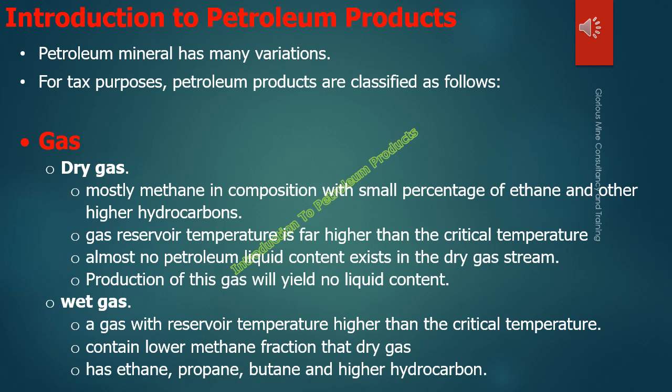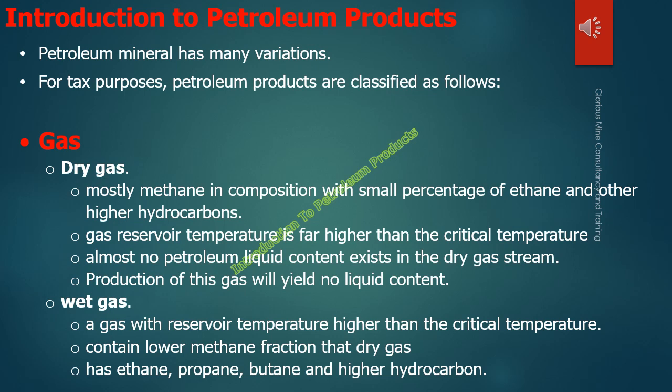For gas, we have 1. Dry gas. This is mostly methane in composition with a small percentage of ethane and other higher hydrocarbons. The gas reservoir temperature is far higher than the critical temperature, and so virtually no petroleum liquid content exists in the gas stream. Production of this gas will yield no liquid content.